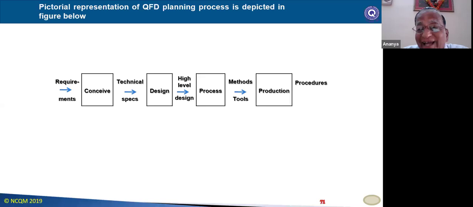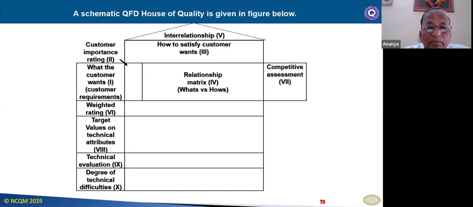Now, there are 10 steps, which are given in the books also. We'll quickly read that. This is what it looks like. On the left side, we can see the customer, what the customer wants. That is number 1. What does the customer want, which is written here. We'll take some example here. Customer importance: the customer wants so many things, but he's also prioritizing the rating of that. We'll take some example, then things will be clear.